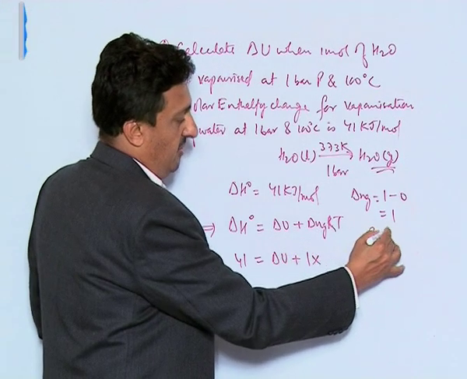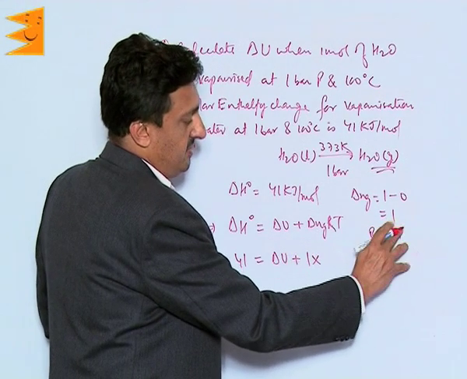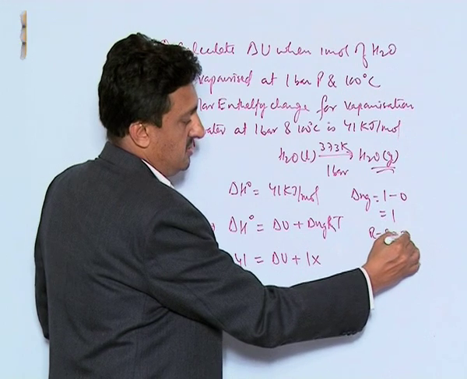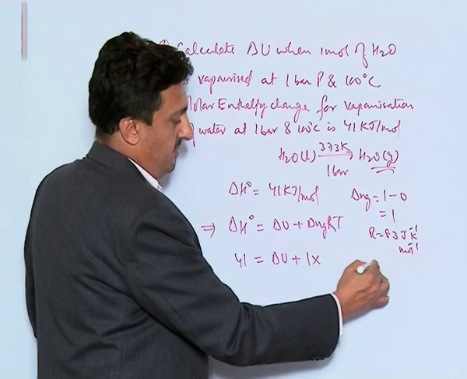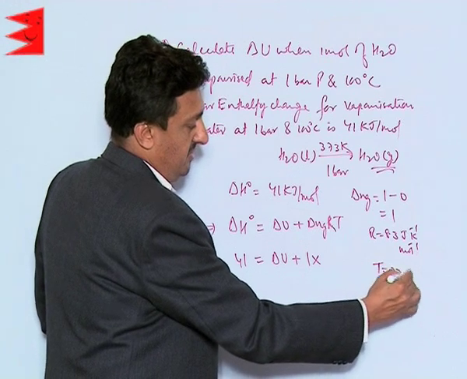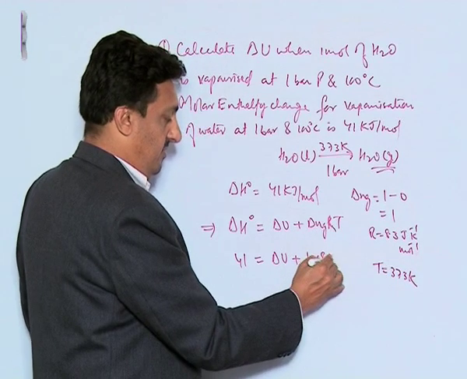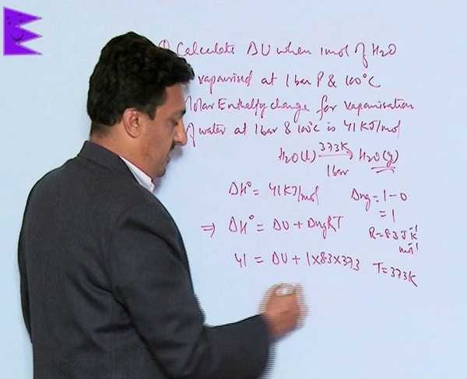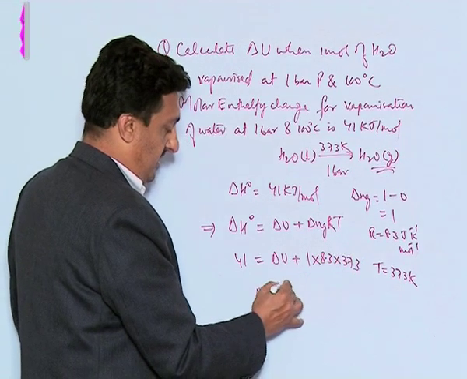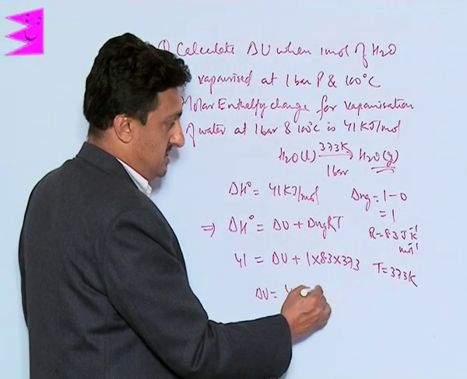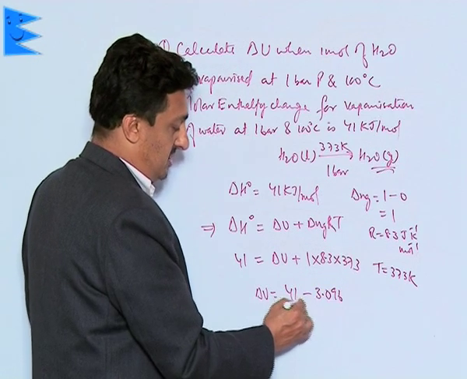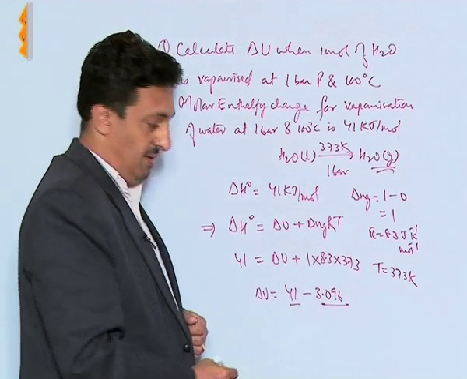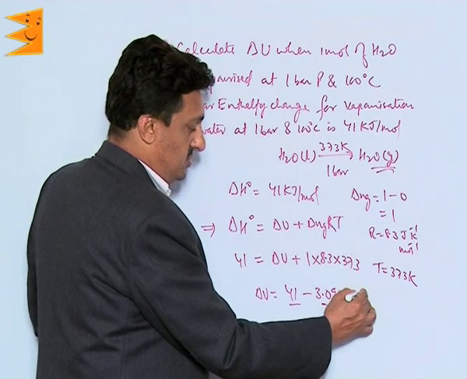Into R, we all know it's 8.3 joules per Kelvin per mole, and temperature is 373 Kelvin. So it is 8.3 into 373. This delta U becomes 41 minus 3.096 kilojoules. Remember, this is in kilojoules.